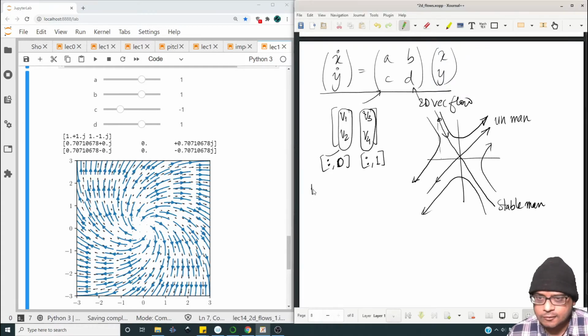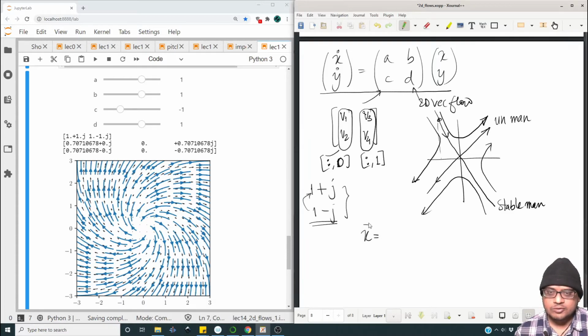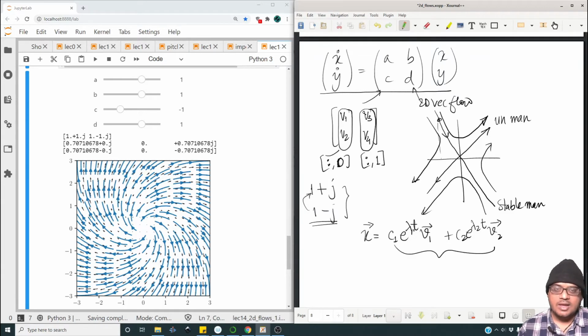The eigenvalues are 1 plus j and 1 minus j. In fact, if you're finding the eigenvalues of such kinds of matrices, you're bound to end up with complex conjugates. So this is the complex conjugate of this. We know that the solution x grows as c1 e to the power lambda 1 t in the direction of v1, plus c2 e to the power lambda 2 t times v2. That's just a linear combination, and finding the eigenvalues is tantamount to diagonalizing it. So the solution grows along this eigenvector at a rate of lambda 1, and grows at a rate of lambda 2 along the eigenvector v2.